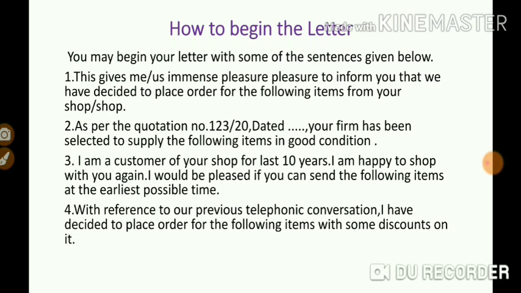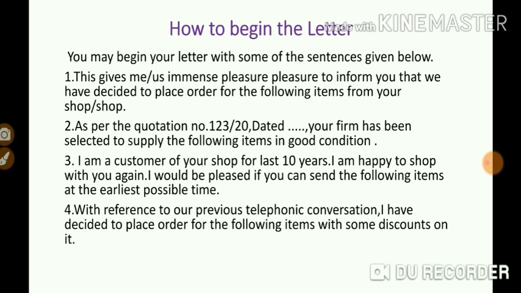Now, my dear children, I will just provide you certain good sentences that you may use while writing or placing an order. These are some of the good sentences that I have chosen. I have written for you people. Please make use of this. Learn it by heart. And if possible, you may develop many such sentences of your own also. That would be much better.